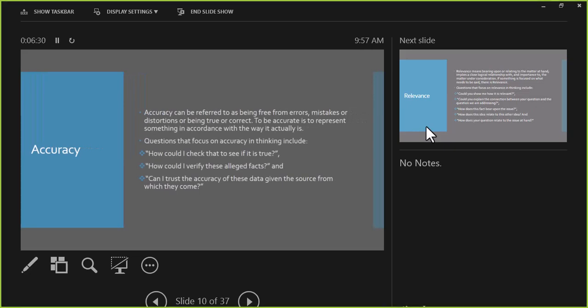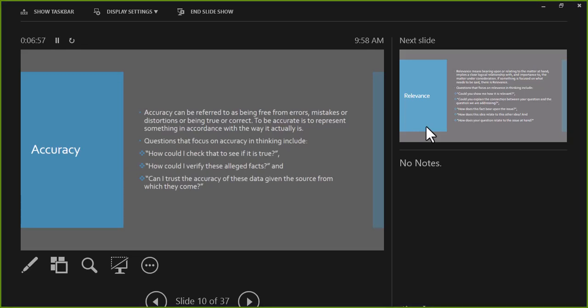Next is accuracy. Accuracy can be referred to as being free from errors, mistakes, or distortions. It is simply the quality of being true or correct, and even from our past knowledge in physics, it is defined as the degree of being correct or true. In order for something to be said to be accurate, it must represent something the way it actually is, not the way that it actually is not. That's how we say some thinking is accurate or not.